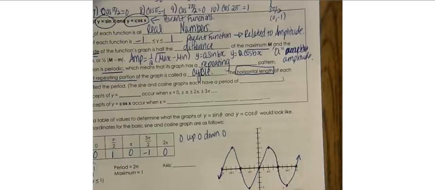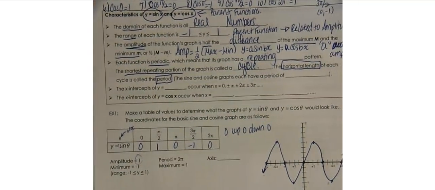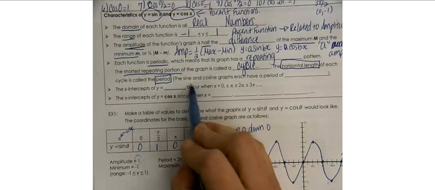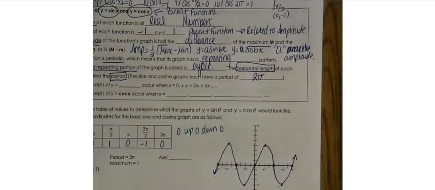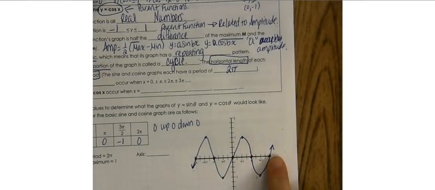The horizontal length of each cycle is called a period. And the sine and cosine graphs each have a period of 2 pi. That means we will start our pattern at 0 and it will end at 2 pi. We'll start our pattern at 0 down here and it will end at 2 pi: up, 0, down, 0, up. And it takes 2 pi for it to complete one cycle. So that is what we consider the length.